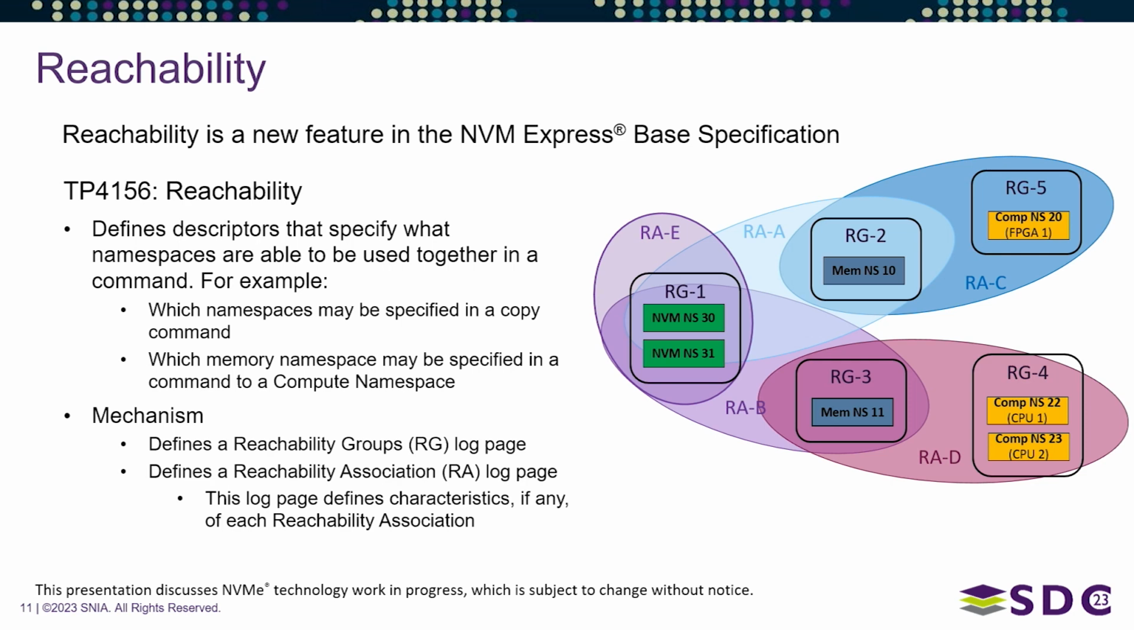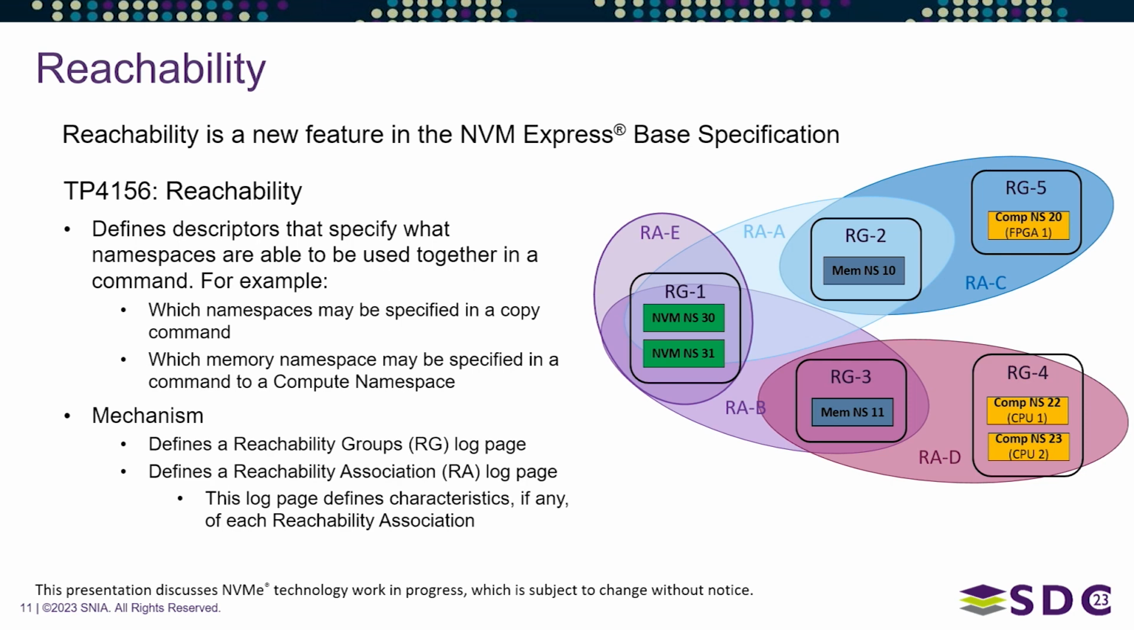So it talks about which memory namespaces may be specified in a command to a compute namespace, in particular to a create memory range set. How do we do this? We define a reachability group. So in this diagram on the right, you'll see, for example, reachability group 1, which contains the NVM namespace 30 and NVM namespace 31. Or you see reachability group 4, which is compute namespace 22 and compute namespace 23.